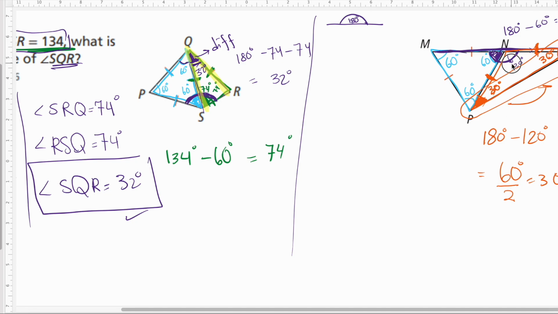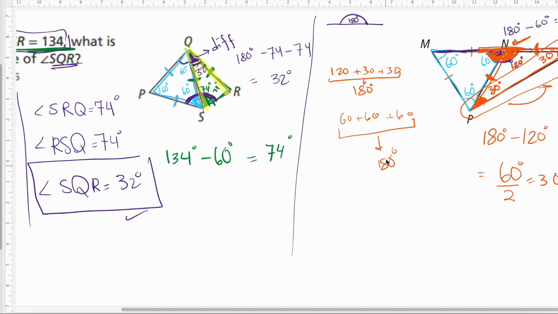How can I check my work? Add up all the values again. 120 plus 30 plus 30. Is it 180? Yes, they are 180 for a proper triangle. Double check the other side. 60 plus 60 plus 60. Of course, they are together 180. Okay? That's it. And make sure that this is a straight line. So the two angles on the straight line must be 180. 120 plus 60. Is it 180? They are 180. That's it.